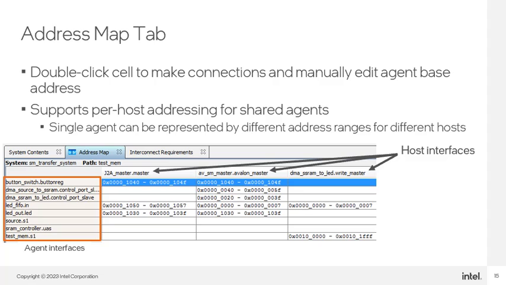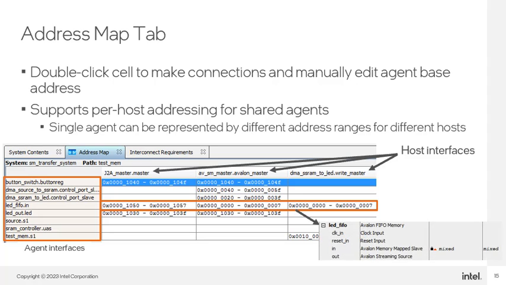If an agent is connected to multiple host interfaces, indicated by multiple address ranges in a row of the table, the agent address is only changed for the host in whose column the cell is located. Thus, an agent interface can be represented by different address spans for different hosts. In the example shown here, the in-agent interface on the LED FIFO component is accessed by 3 different hosts. For 2 of those hosts, the agent is accessed at address 0, while for the third host, the agent is accessed at address 1050.